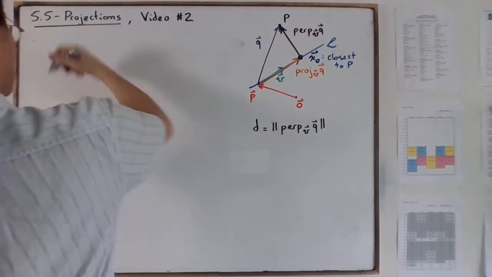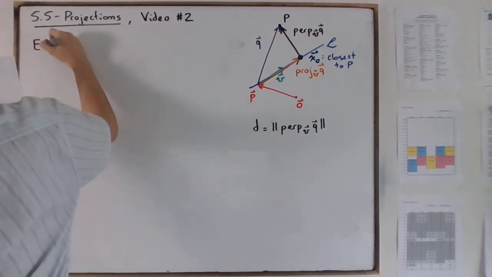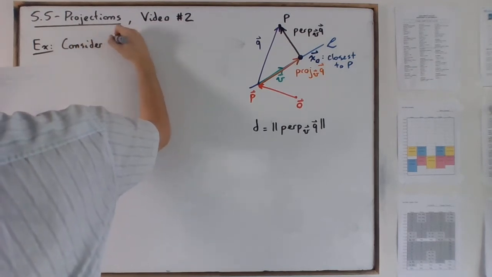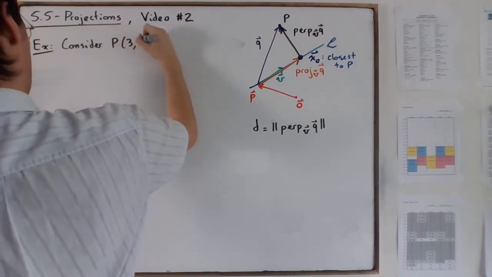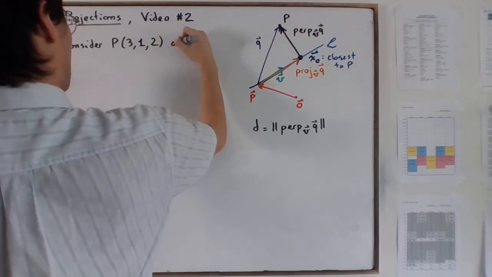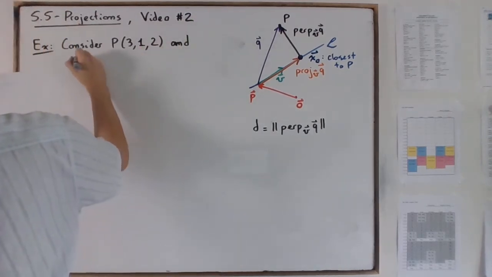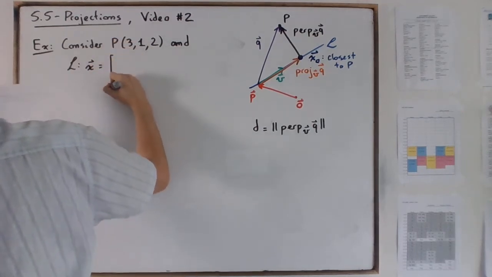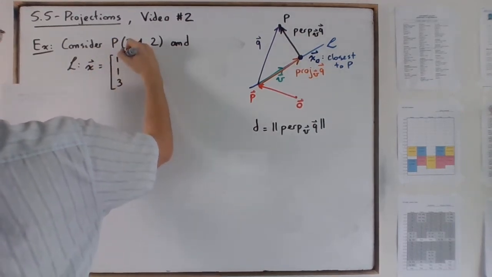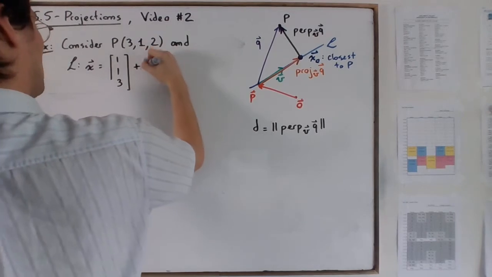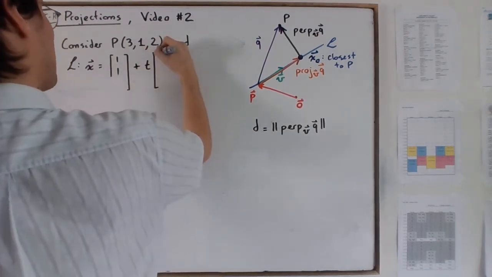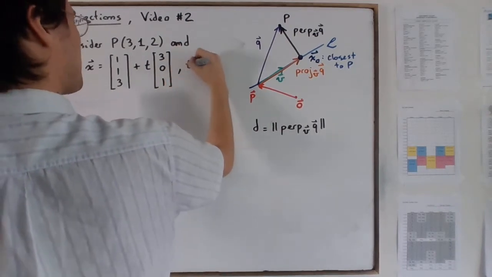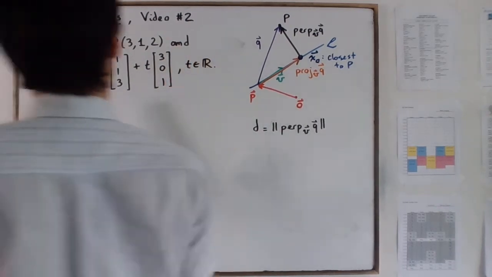So we are given, consider P, which is (3, 1, 2). And the line is going to be X equals (1, 1, 3) plus T times the vector (3, 0, 1), where T is a real number, okay?